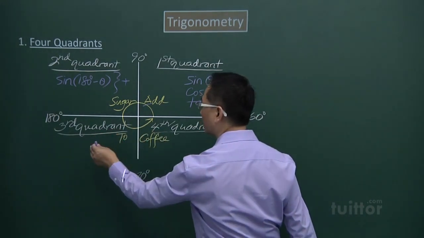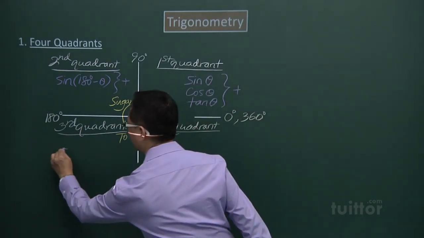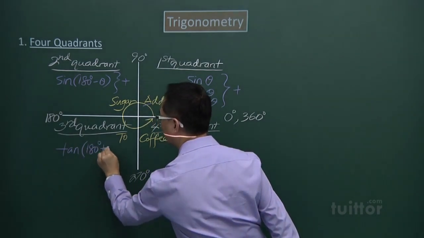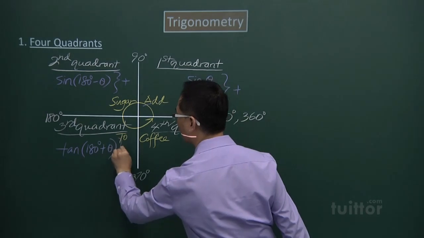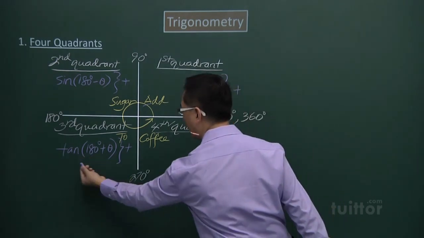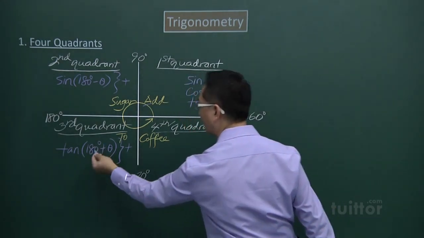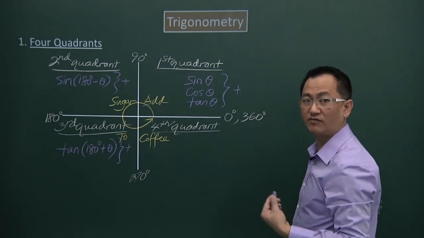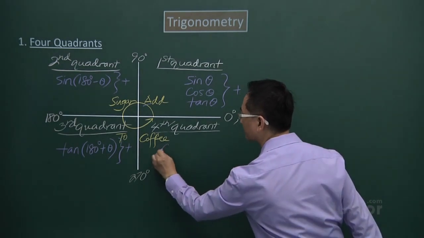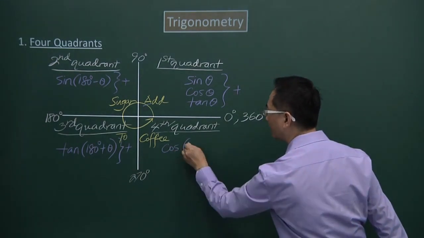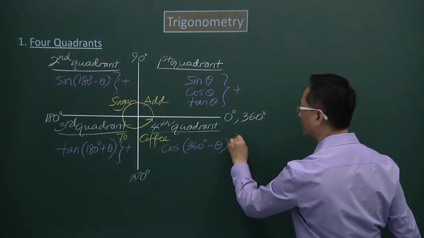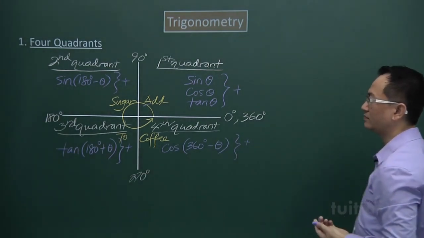Going down to my third quadrant, tangent bracket 180 degrees plus theta will give me positive value. So implying that the sine and the cos of this angle will be giving me a negative value. For the fourth quadrant, cos bracket 360 degrees minus the basic angle will give me positive value.